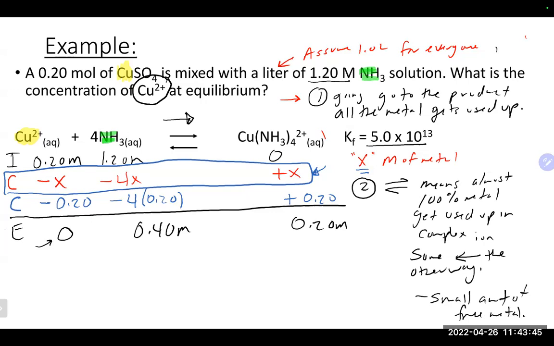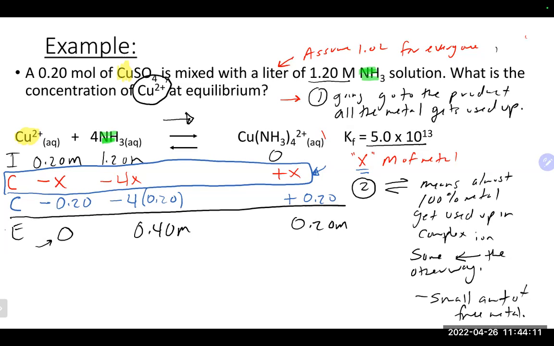So those are the two assumptions that we make in these type of problems. First one, all the metal is going to be used up. Second one is, even though technically speaking, almost all of the metal is used up, because it is still a reversible reaction, some of that complex ion will break back apart and will produce a little bit of the free metal in solution. The key is you should definitely end up with a very small amount of free, in this case, copper 2 floating around in that solution.